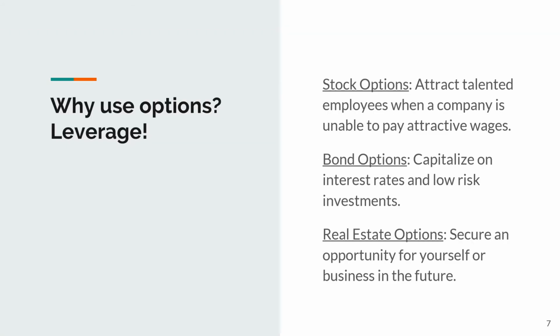So why use options? Leverage. When we went through the three common types of options, we talked about stock options, bond options, and real estate. So first, let's look at stock options. Why would you potentially use stock options? One reason to use a stock option as part of your compensation package is to attract talented employees when your company may not be able to pay attractive wages.